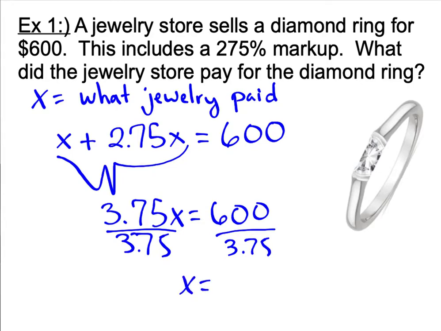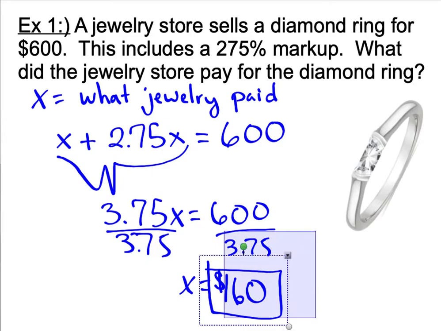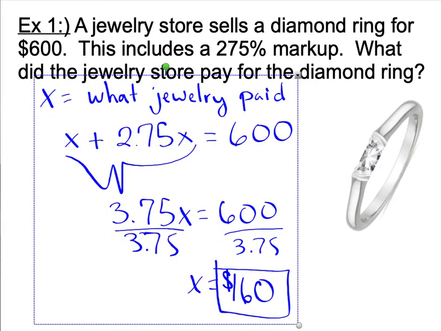And this will give us the original price that the jewelry store paid before they marked it up. And that is $160. So the jewelry store paid $160. Now, I'd like to explain how this is done also using the percent proportion.